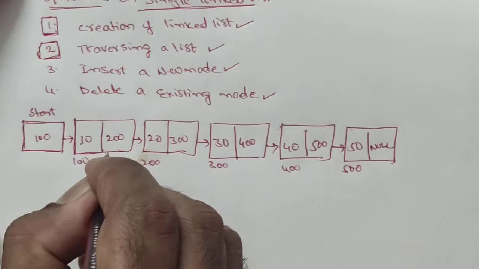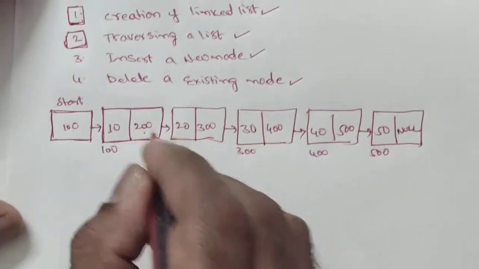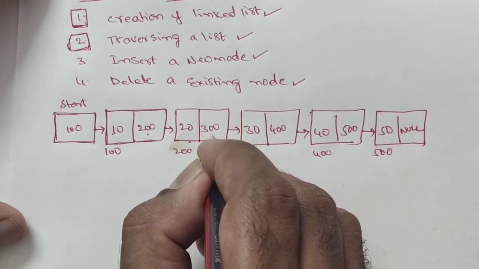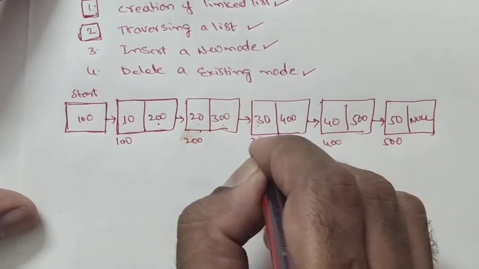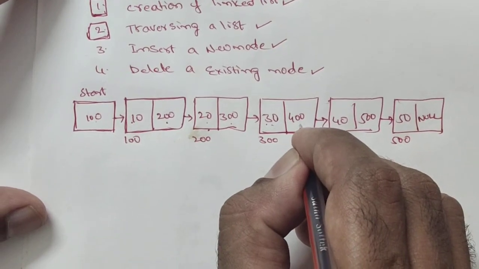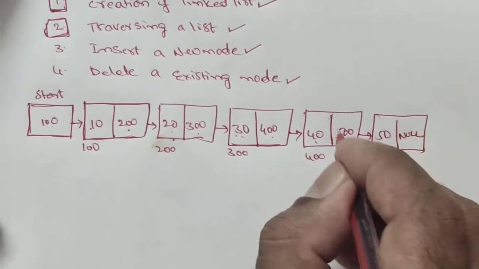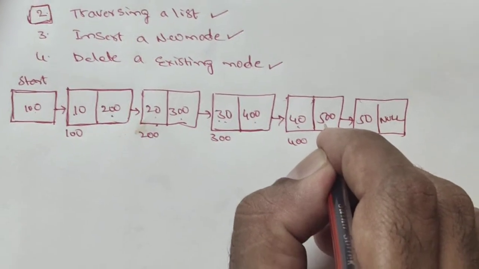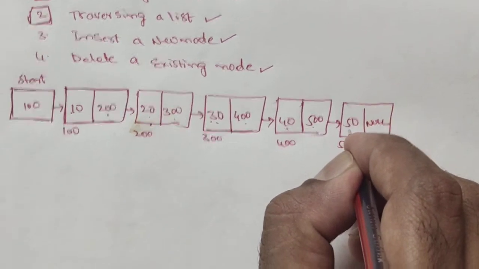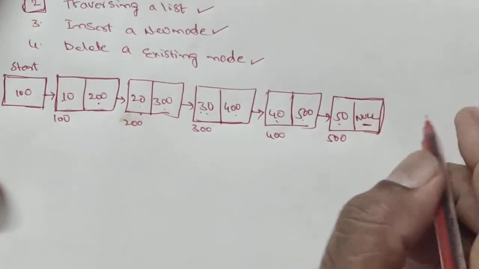The first node has the data 10 and its link part has the address of the second node, and this is the second node. It has the data 20 and its link part has the address of the third node, and this is the third node. Its data is 30 and its link part has the address of the fourth node, 400. This is the fourth node, whose data is 40 and the link part contains the address of the fifth node. This is the fifth node. It has the data 50. After this, there are no more nodes, hence its link part contains null.